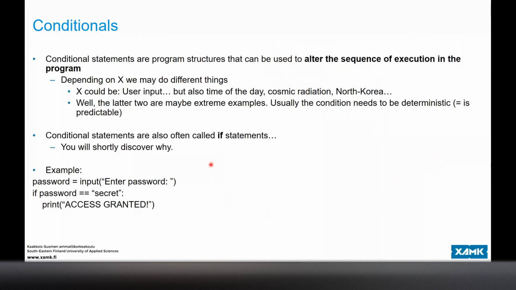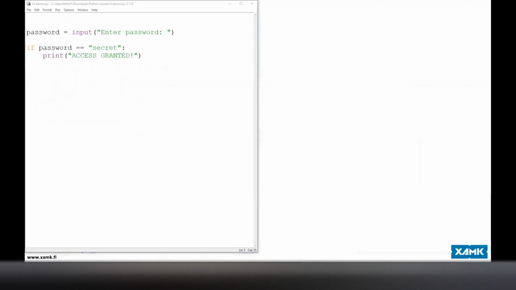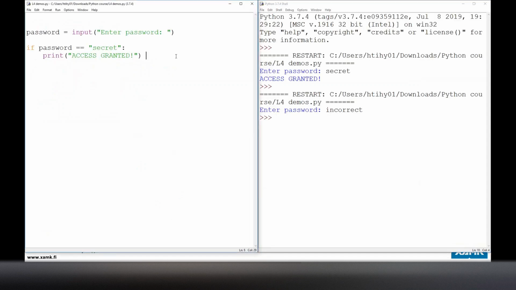So now that we've run through this example, let's continue with it. What if we wanted even more logic? So let's continue it like this. Here we are. In this example now, if and only if we typed in a secret password that matched this text secret, we would get this end result, access granted, displayed on the screen. But in the case that we entered an incorrect password, nothing happened.